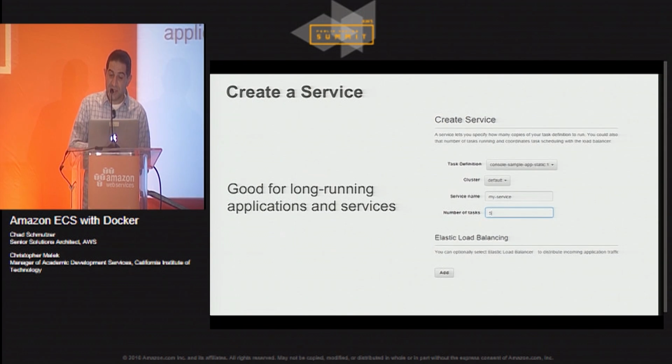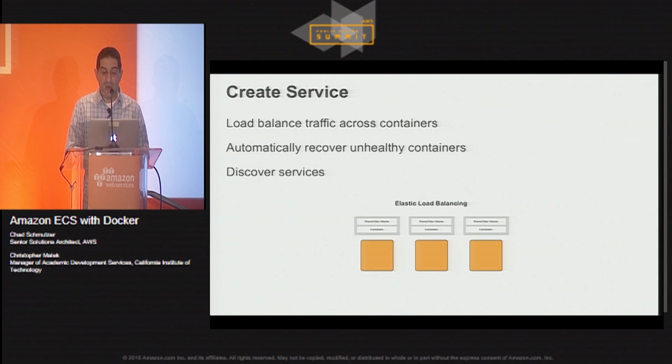ECS also has a scheduler that's good for long-running applications. You can reference a task definition and the number of tasks that you want to run and optionally place them behind an ELB automatically via deployment. And the scheduler will then launch the number of tasks that you've requested. The scheduler will also maintain the number of tasks that you want to run and automatically load balance them behind a load balancer if you so choose.